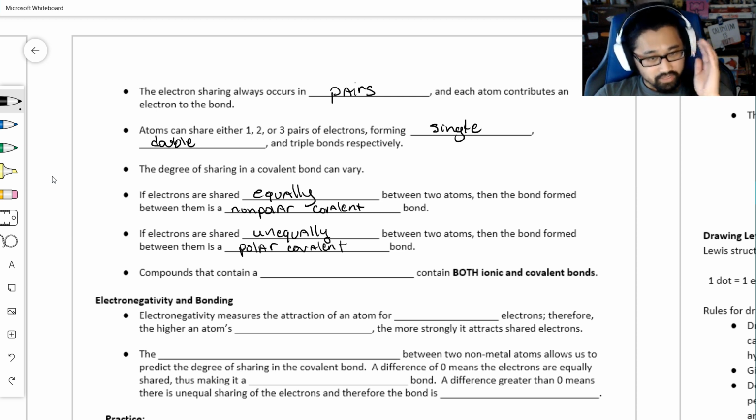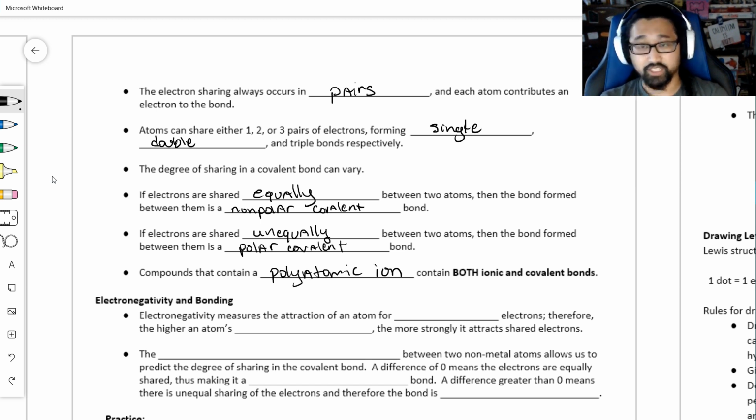If you have a compound, this last bullet point relates to both ionic and covalent bonding. If you have a compound that contains something special, which hopefully you remember, a polyatomic ion, and those are found on table E of your reference table, then polyatomic ions actually contain both ionic and covalent bonding. It has ionic because the polyatomic ion is an ion, but it has covalent because the polyatomic ion is held together by little covalent bonds. We'll talk a little bit more about that in 15 minutes here.